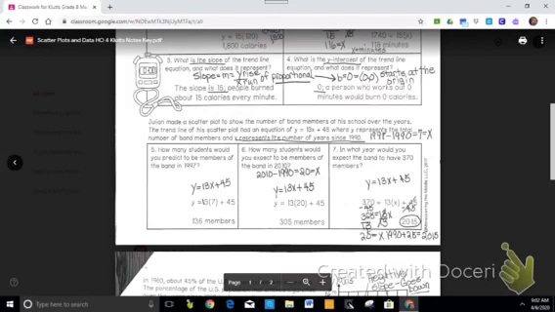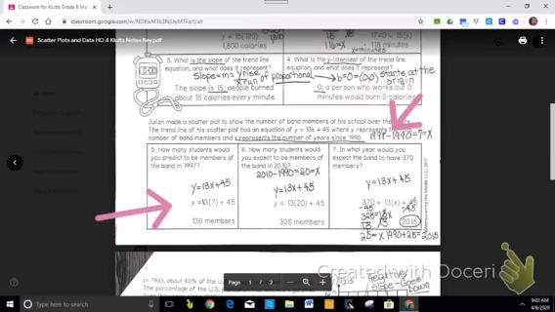Number 5. How many students would you predict to be members of the band in 1997? Okay, 1997 is after 1990, so the first thing we have to figure out is how many years since 1990 is 1997. 1997 minus 1990 equals 7. So x would be 7.